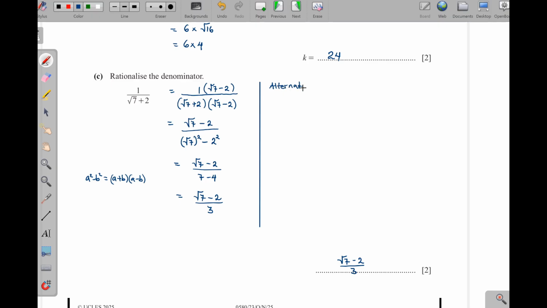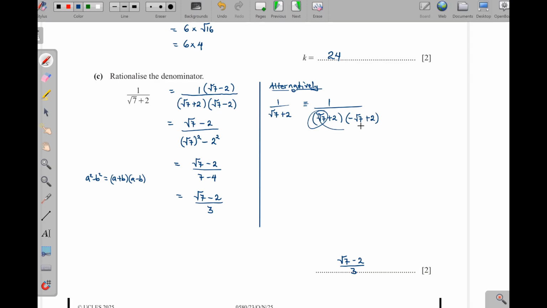Alternatively, this one is also marked right. I can have 1 out of root of 7 plus 2. Then we say that this is the same as 1, then out of, you change the sign of the surd. So it will be root of 7 plus 2, then you multiply by negative root of 7 plus 2. So that will be the conjugate of the denominator.